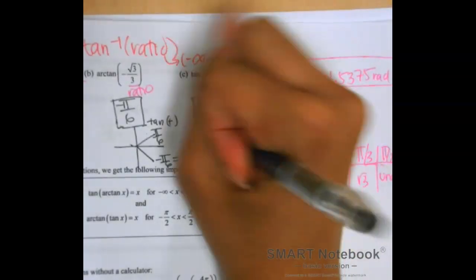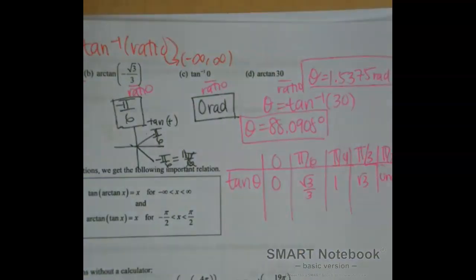So put a little RAD behind it so that way I know and you know that this should be in radians. 2 pi isn't incorrect, but it needs to be between negative pi over 2 and positive pi over 2 every single time. Is that okay? All right, let's look at the bottom portion.